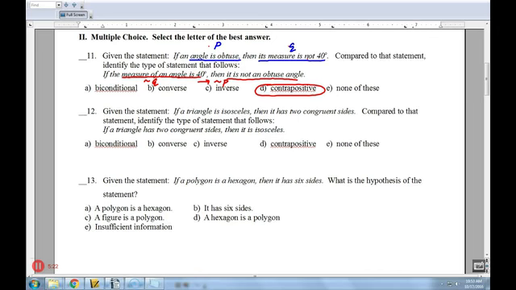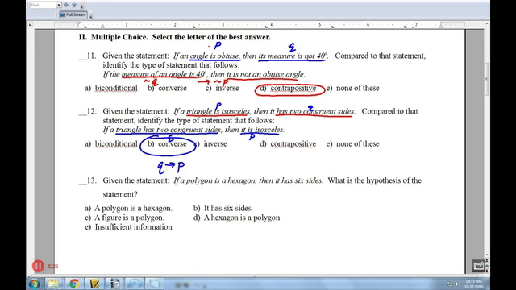Number 12. So again, I'm looking at this. The P part is a triangle is isosceles. The then is it has two congruent sides. Let's see how they switch this one up. So they said if a triangle has two congruent sides, so they basically just took this original Q and put it in the front, and then they took P and they put it in the back. So it's kind of like the example before, except they only switched P and Q. They didn't negate both of them. So when you just switch P and Q, that would be what's called the converse. Okay, the converse is when you just reverse the order.